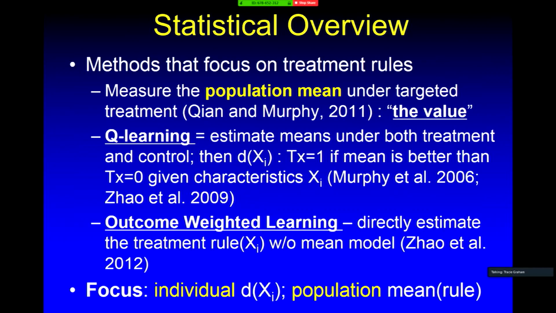There's another line of thinking that said, actually, we can directly estimate the treatment rule. We can skip that outcome model and directly make a prediction rule that optimizes the performance when you wrap it up to the population level. So I really want to say the focus here is on decisions at the individual level, but performance still back at the population level, right?